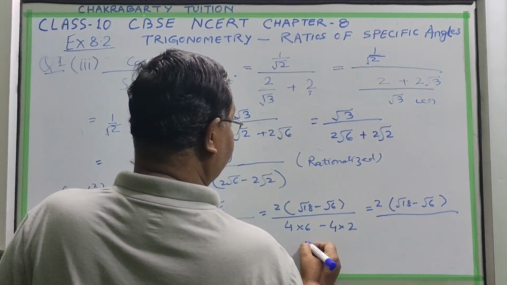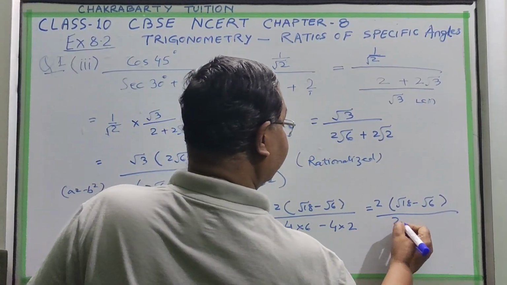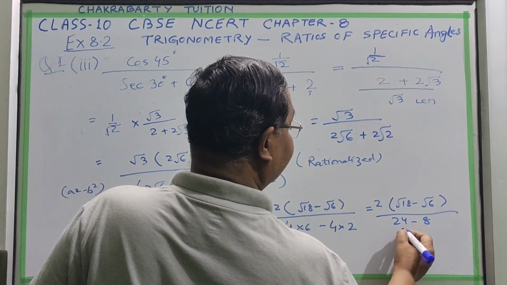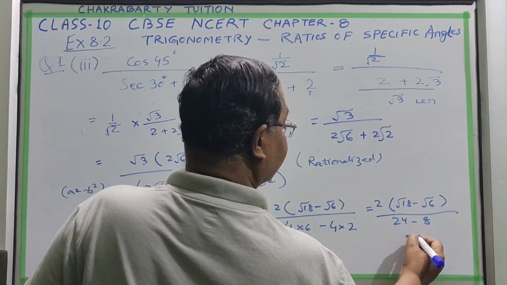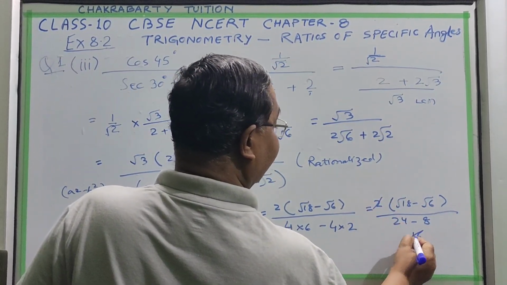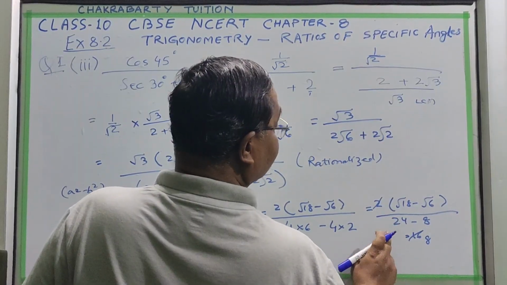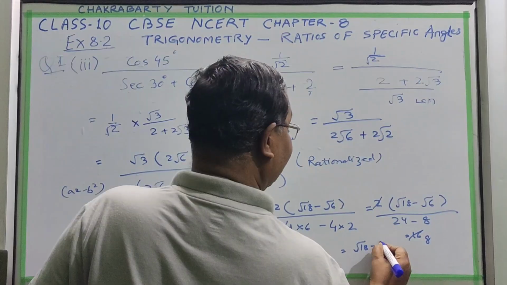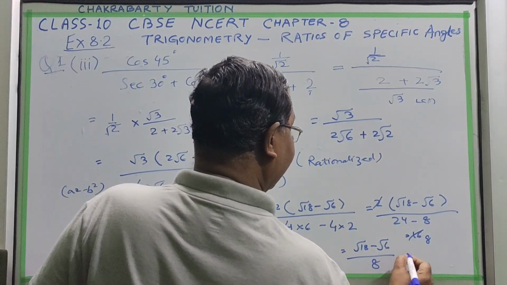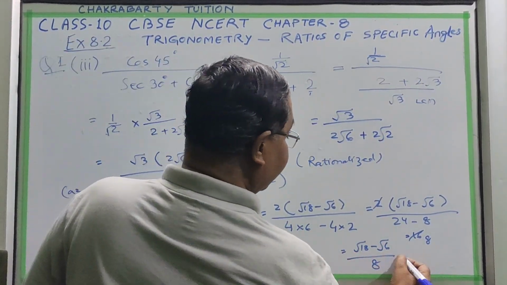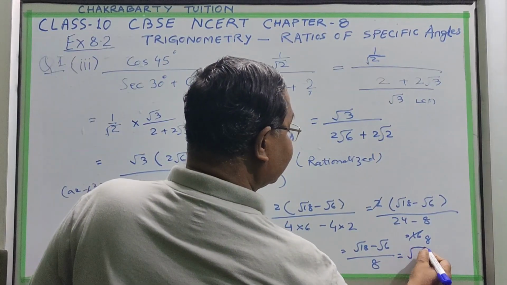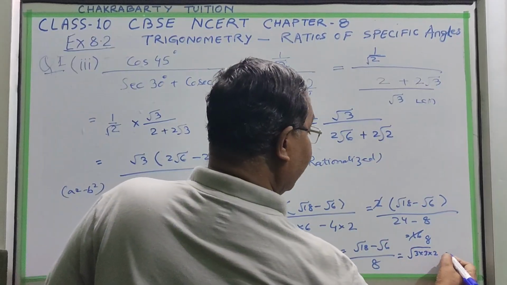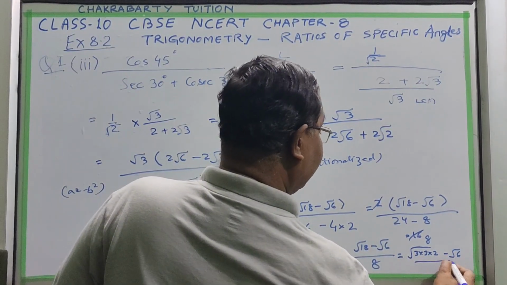4 6s are 24 minus 4 2s are 8, means what will remain here? 16 and we can cut it, 16 and 8 will come here. So what will remain? It will remain under root 18 minus under root 6 upon 8. And here 18, if we make a breakup, 3 3s are 9 and 9 2s are 18, minus under root 6 upon 8.